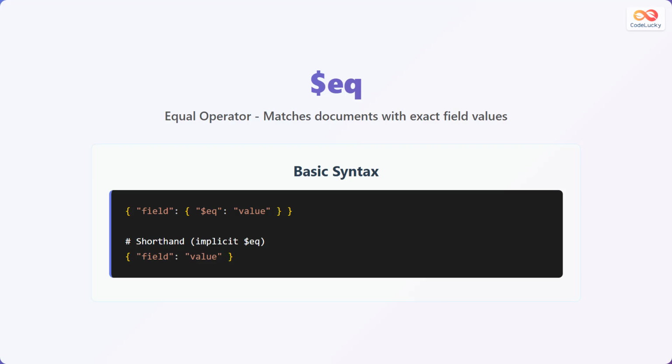There is also a shorthand. You can simply specify the field name and the value. This implies that you are looking for an exact match.